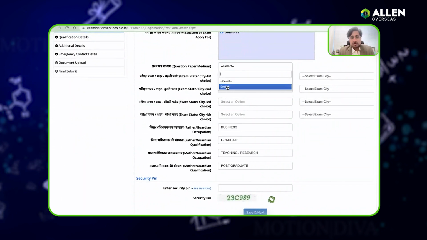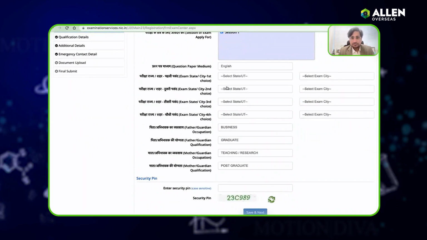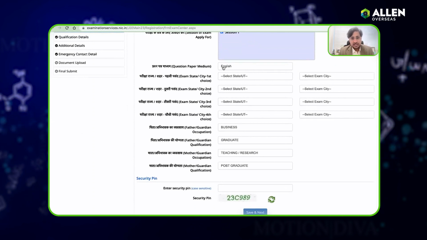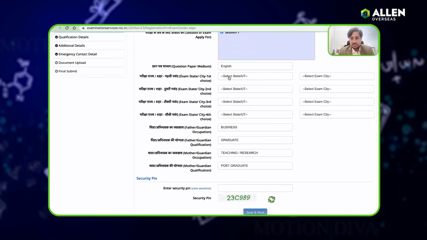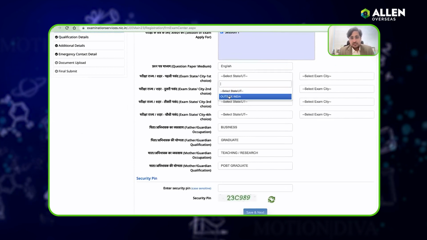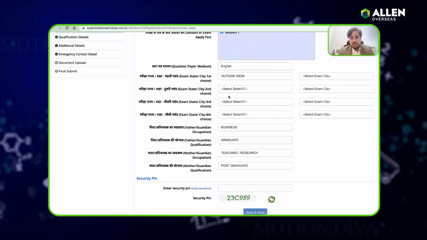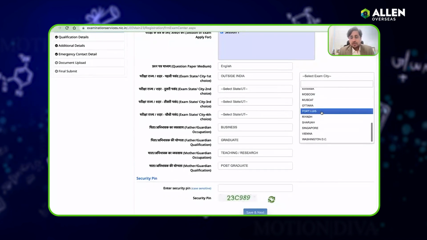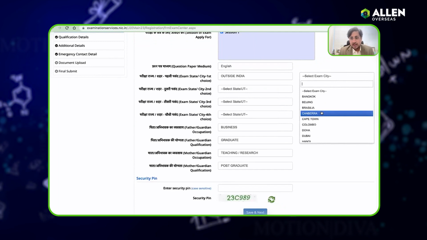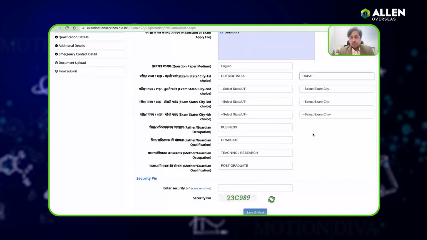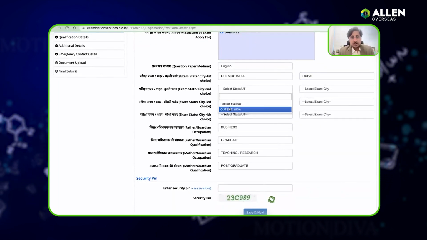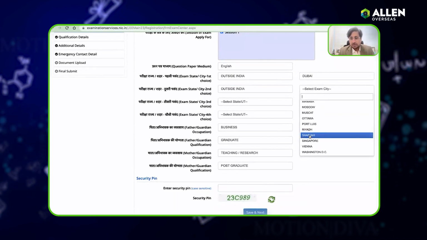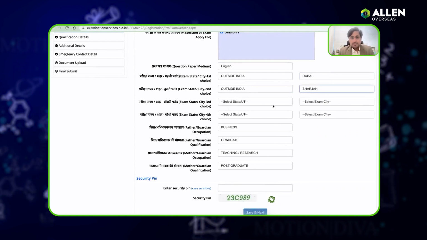Question paper medium, of course, for the overseas students, it is English. Once you select English, wait a second or two, because then it will update these states. Now, since this is outside India, you can select where you want to take the exam. Since I am in UAE, my first preference will be Dubai. Second preference, let's say I will take Sharjah, because both of them are in UAE.